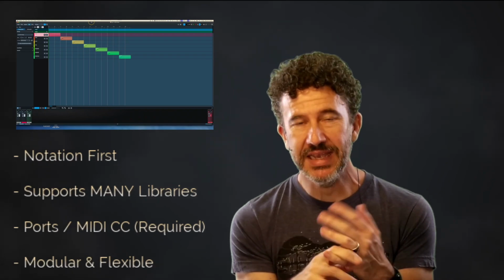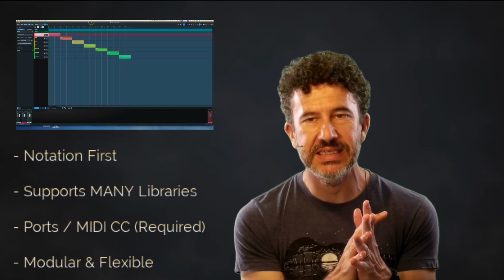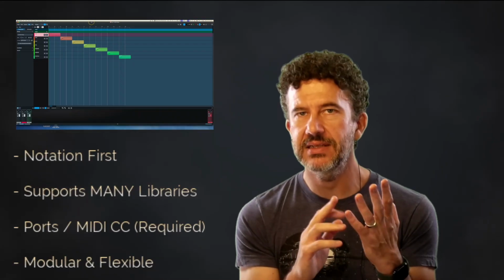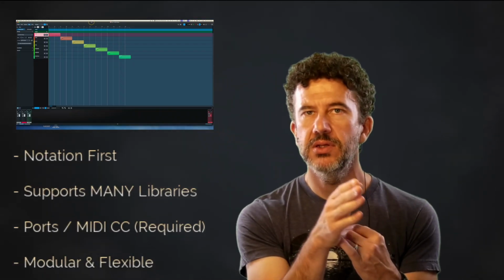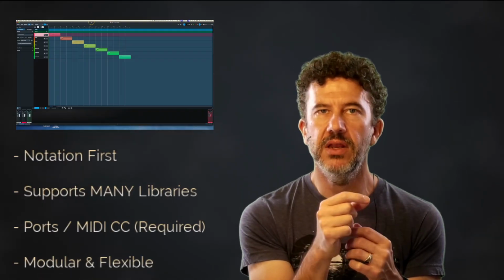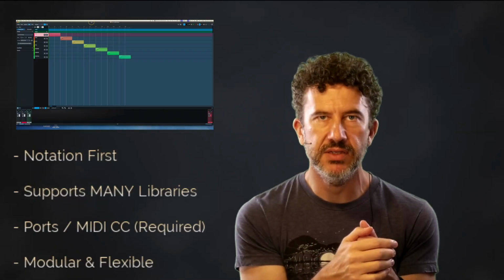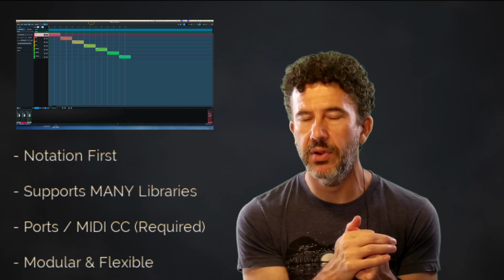Now, a caveat. This is the third item on my list over here: ports and MIDI CC required. The approach that I've outlined in this series requires that you can access individual instruments on MIDI ports. You can give one MIDI port to an instrument. And working in Vienna Ensemble Pro, VE Pro, makes that very easy. I've covered that in the previous videos. It's very easy to do, which is one of the reasons I love working in VE Pro.